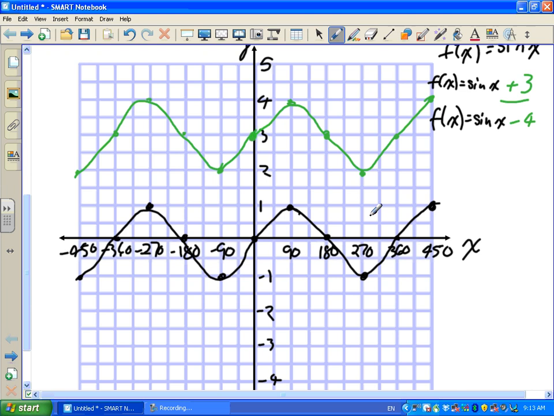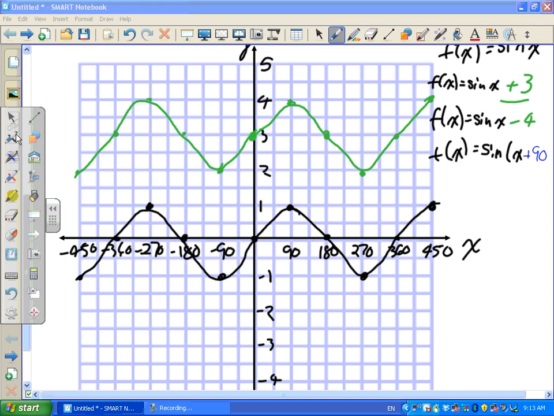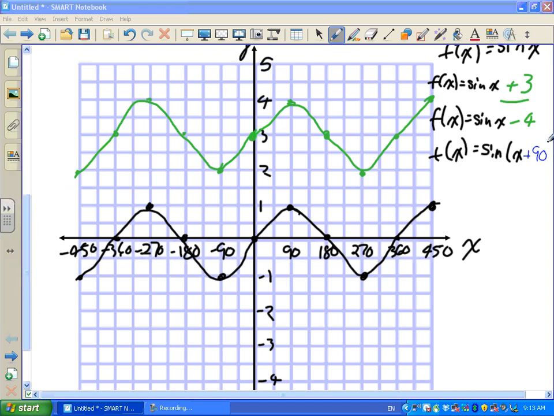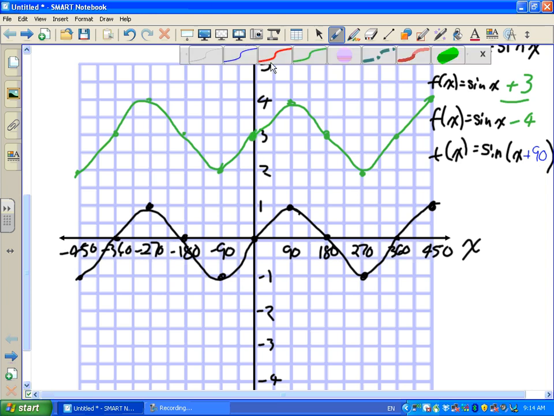Okay? So let's say I have f at x is equal to sine, now we're in brackets, x, we'll do it in blue, plus 90. So I have plus 90. What does that mean? We only have an h in this equation. So what's going to happen to our original one, the one we've drawn in black? How many? 90 degrees. So we're just going to move that exact same wave left 90 degrees.